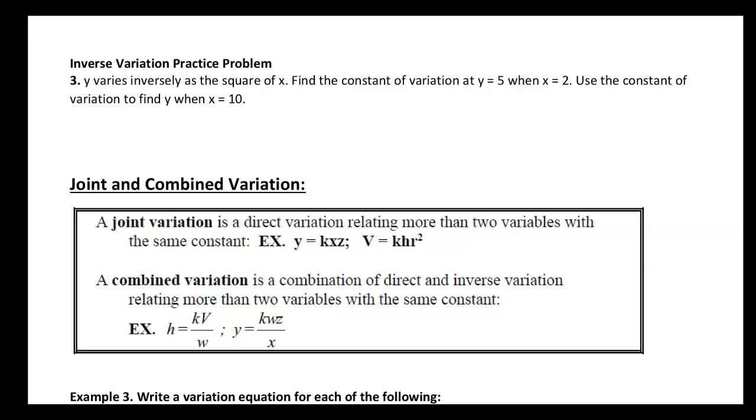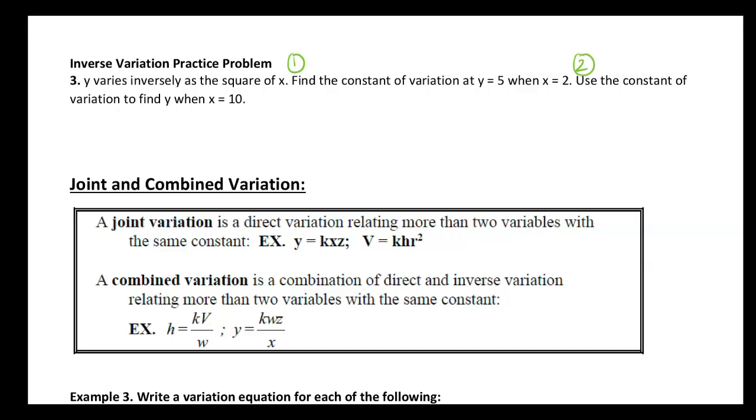The problem says, y varies inversely as the square of x. Find the constant of variation at y equals 5 when x equals 2, and use that constant of variation to find y when x equals 10. There's two things we're finding. The first thing is the constant of variation. The second thing is the y value when x is 10.